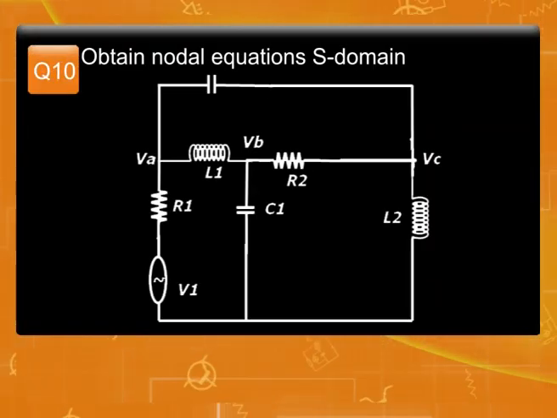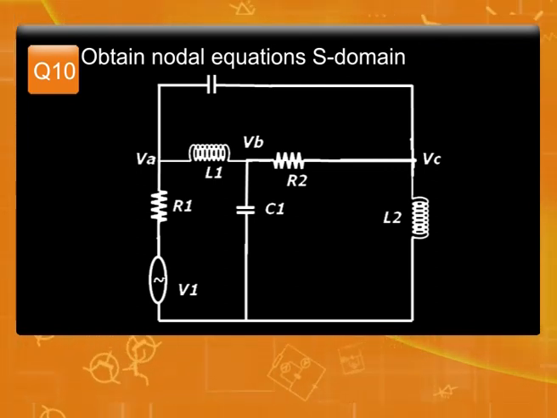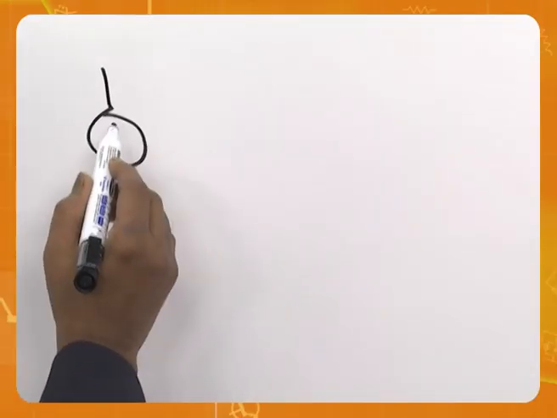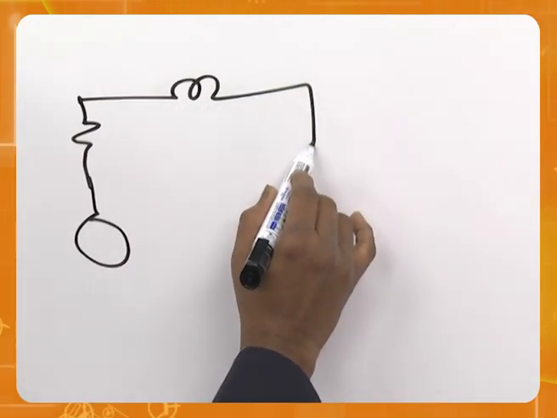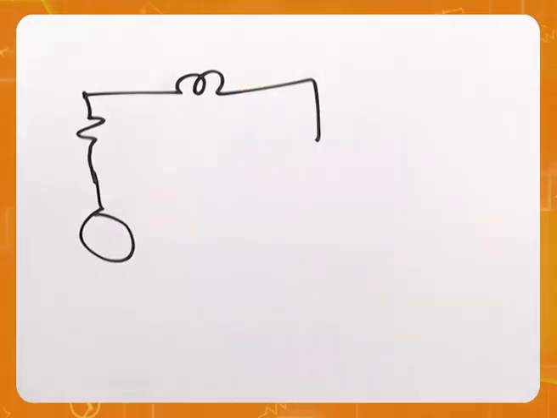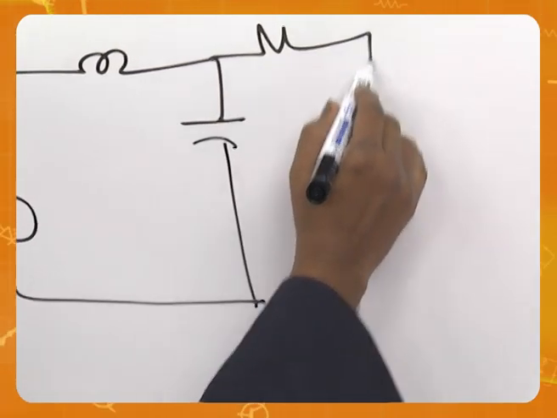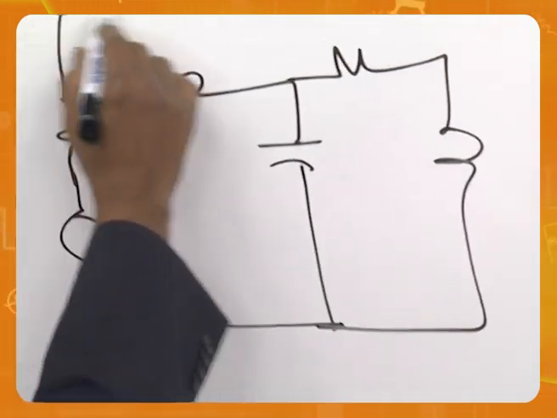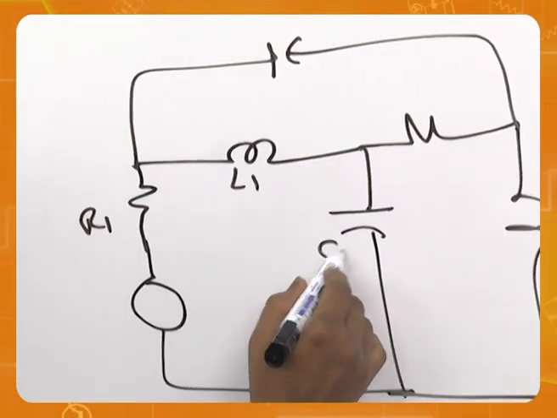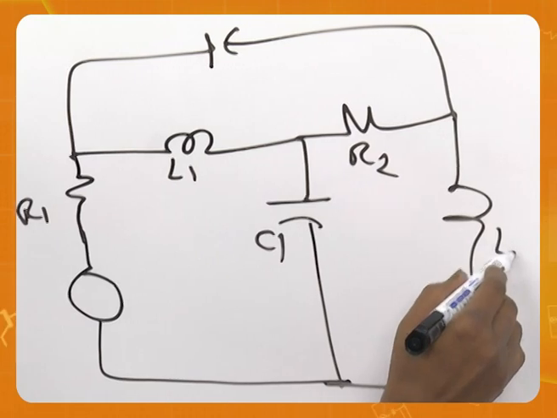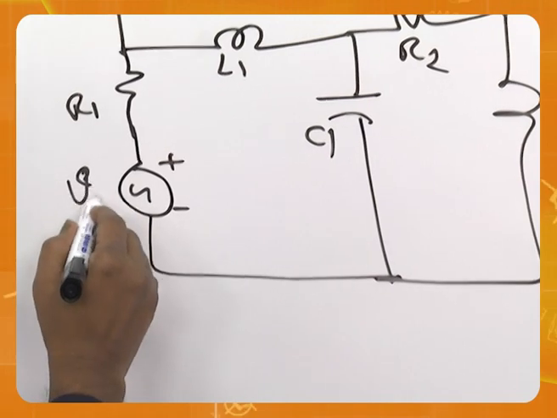Obtain nodal equations in S domain. So, let us take this as the last problem, the 10th problem. Take a source here and a resistor there, inductor, then capacitor, then resistor, inductor, another capacitor. R1, L1, C1, R2, L2, C2, Vs.